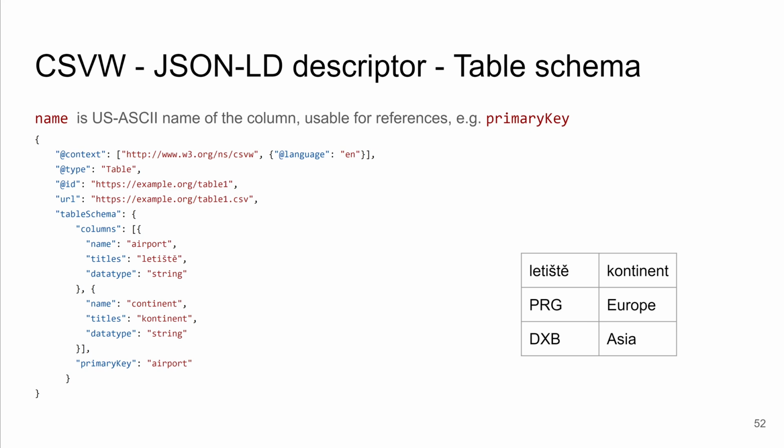One more thing here can be seen, and that's the primary key definition. So in this table schema, we also say that the airport, and now notice that we reference the column using its name and not its title, is the primary key. The primary key is the airport column.